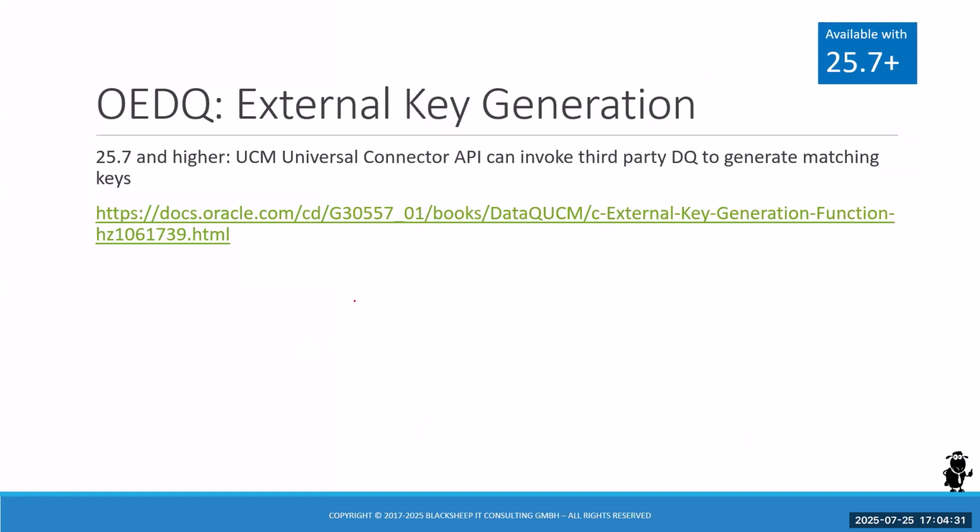So I don't have many demos on the external key generation. I'm not a user of OEDQ myself, but there's a link to Bookshelf, and of course, in the current 25.7 Bookshelf, the data quality guide, there's a description of that new external key generation functionality. So if anybody has anything interesting to say about that, now's the time.